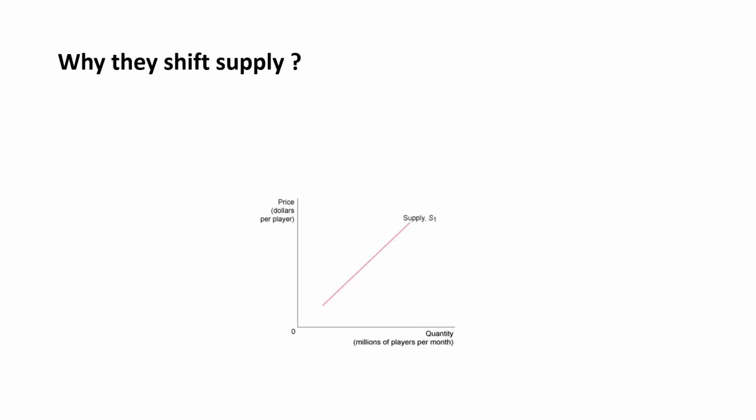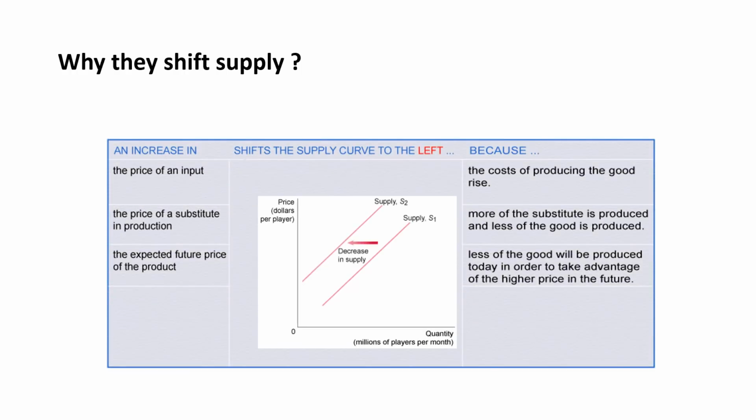Why do they shift supply? If there is an increase in the price of the input, as we mentioned, the cost of production, what will happen? The cost of producing the goods will rise. Because the cost of producing the goods will rise, it will shift to the left. The price of the substitute in production: more of the substitutes is produced and less of the goods is produced. So it will shift the supply curve to the left.